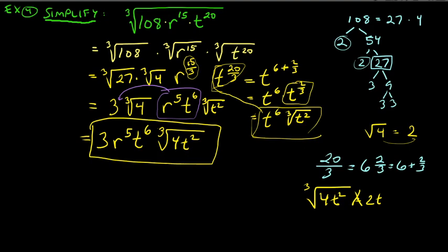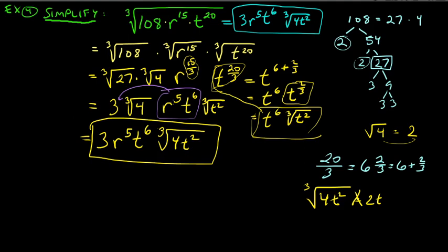And just to remind you, when you simplify all this, you get 3 r to the 5, t to the 6, and then you multiply by the cube root of 4t squared. Trying to put a box around it. It's a little sloppy. All right, I think that's it. And again, this was a hard one, right? This was about as hard as it's going to get.